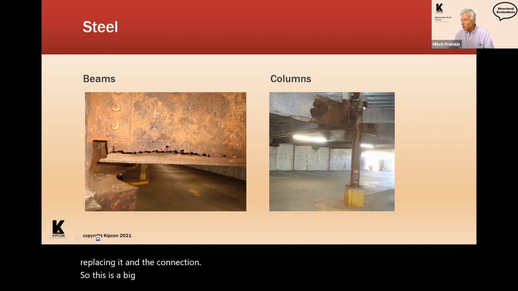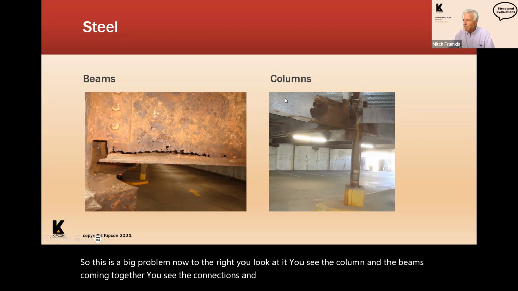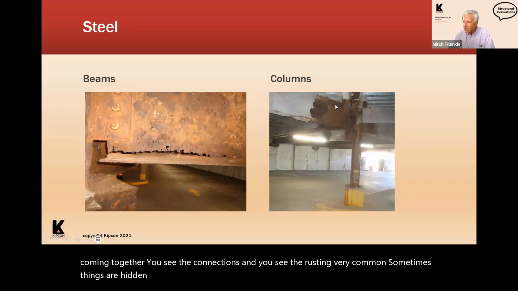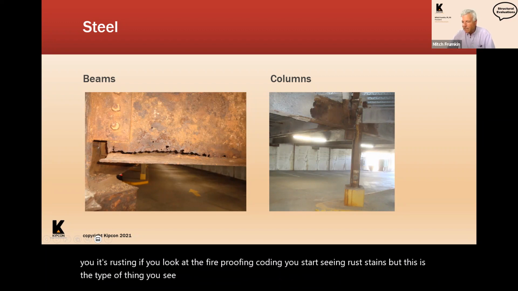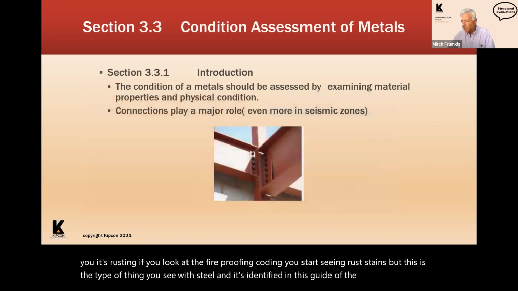Now to the right, you see the column and the beams coming together. You see the connections and you see the rusting. Very common. Sometimes things are hidden. For example, this steel has a fireproofing coating on it. So how do you know it's rusting? If you look at the fireproofing coating, you start seeing rust stains. But this is the type of thing you see with steel, and it's identified in this guide of the different conditions and what impact they could have.